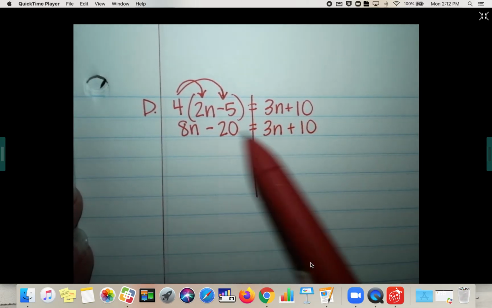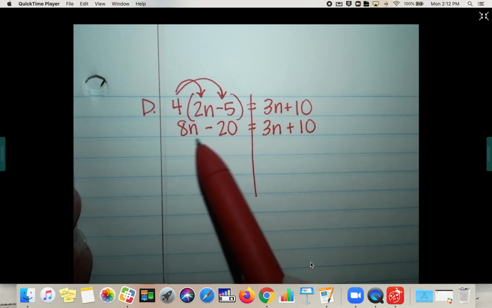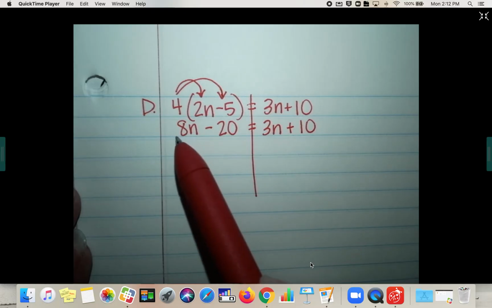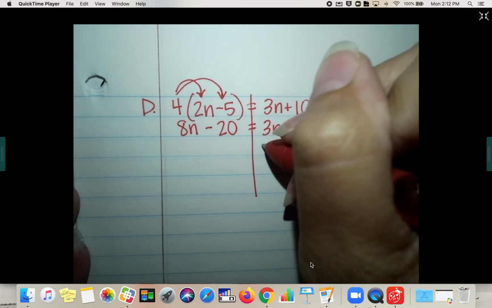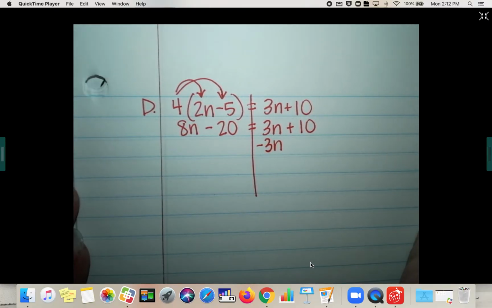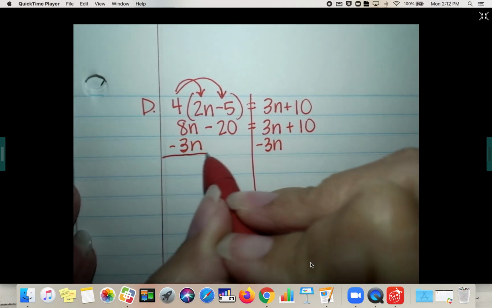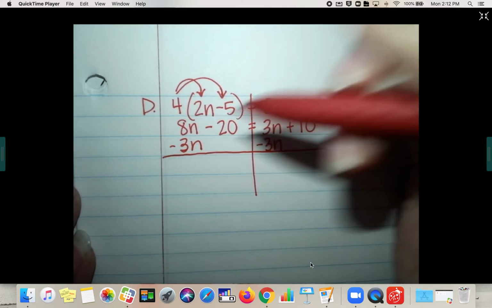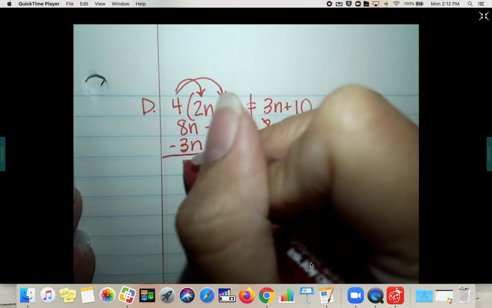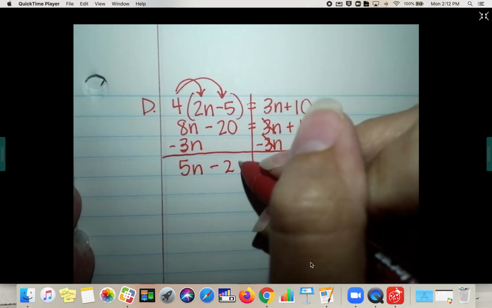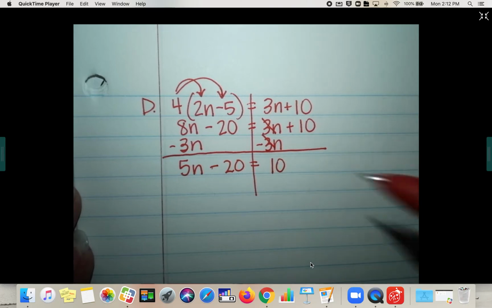Next, we have a variable on both sides, and so we need to move one of the variables to the other side. Since it's positive, you would do it by subtracting it to get it to go to 0. I'm going to choose to subtract the 3n, but if you had subtracted the 8n, that is totally fine. You would have gotten the right answer too. It's just that I like to avoid negatives if at all possible. 8n minus 3n is 5n. Bring down your minus 20. These cancel out and go to 0, and I'm going to bring down my positive 10.